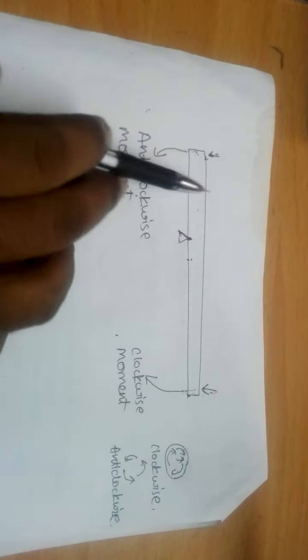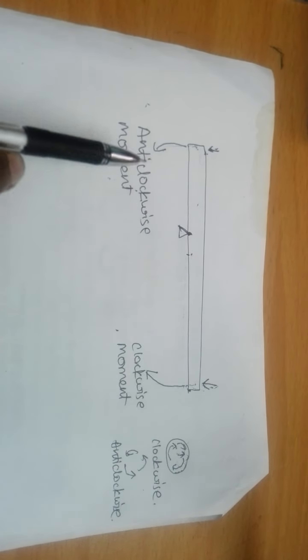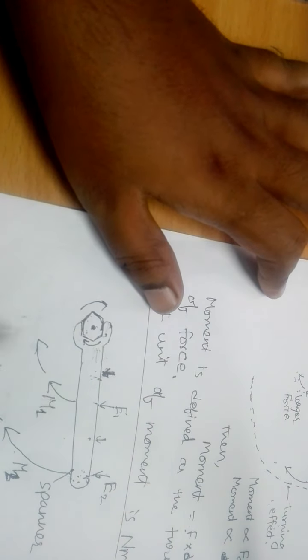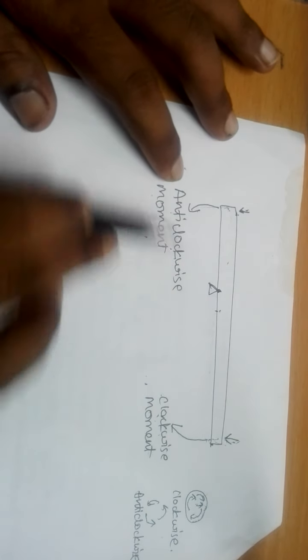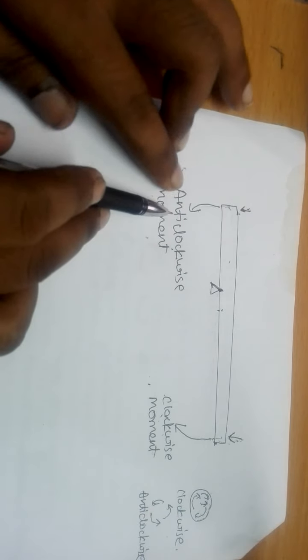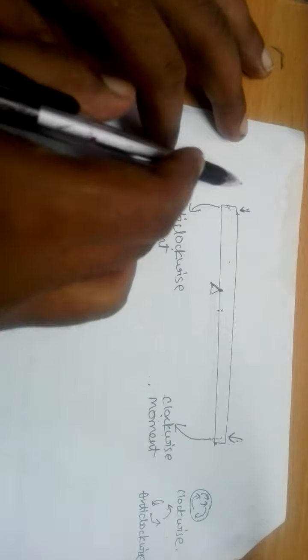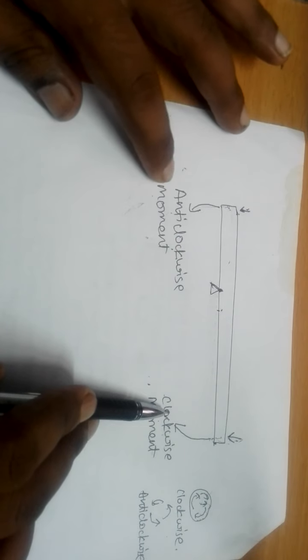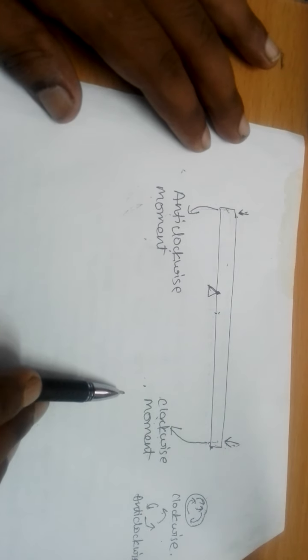Okay, now if the clockwise moment and anti-clockwise moment are acting in opposite directions, they can cancel each other. When the moments are acting in the same direction, they can be added. In the same manner, when the moments are acting in opposite directions, they can cancel out. Now if clockwise moment and anti-clockwise moment are equal, then the device is balanced. But if anti-clockwise moment is more than clockwise moment, then the device will rotate or fall in this direction. If clockwise moment is more than anti-clockwise moment, then the device is rotated in this direction.